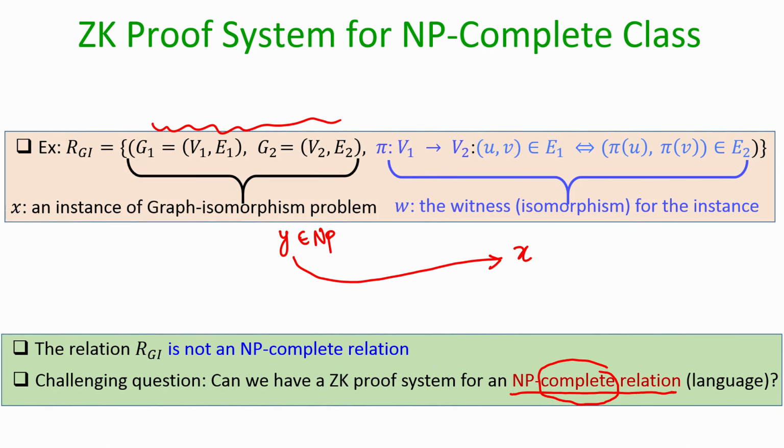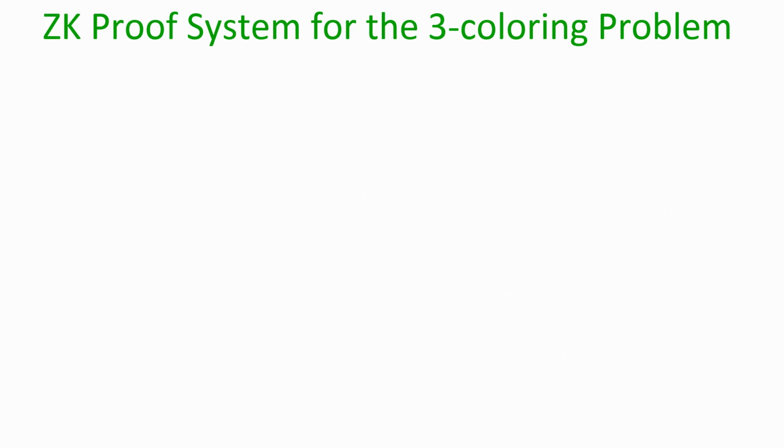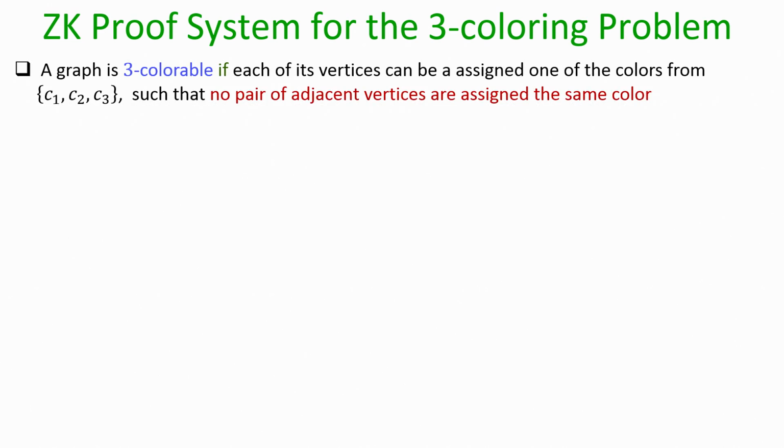So, we are now interested to see whether we can come up with a zero knowledge proof system for any relation which is NP complete. It turns out that graph isomorphism is not an NP complete relation. So, what we are going to do now is see a zero knowledge proof system for another computational problem which we call the 3 coloring problem, which is a well known NP complete problem.